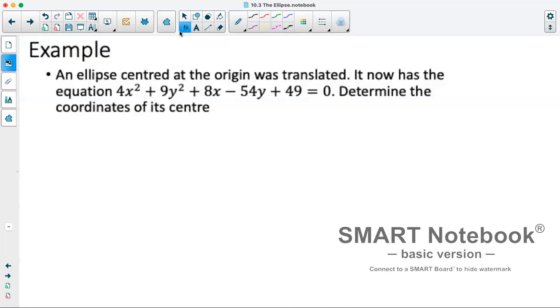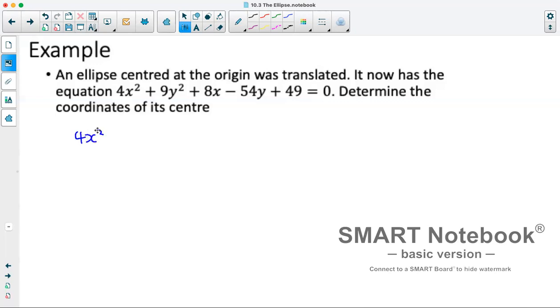Okay, for this example, we have an ellipse centered at the origin that was translated. It now has our equation 4x squared plus 9y squared plus 8x minus 54y plus 49 equals 0. We want to determine the coordinates of its center. So for this, we'll do essentially the same steps as we did with circles. So our first thing is to get our x values together and our y values together.